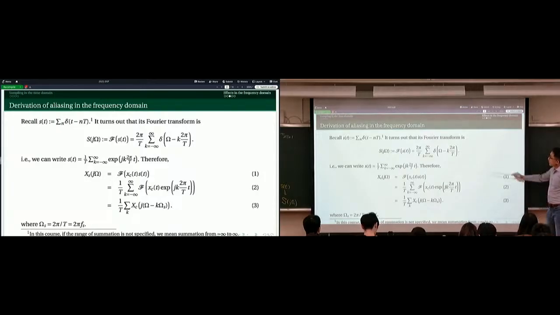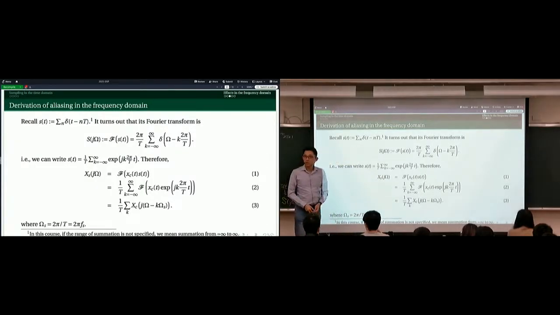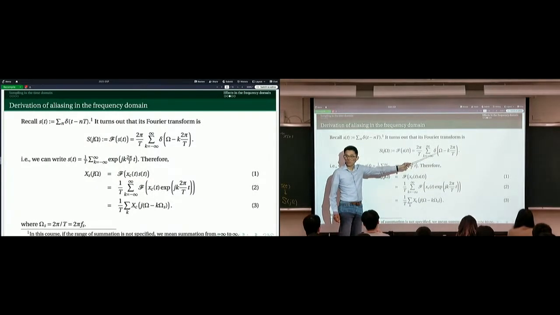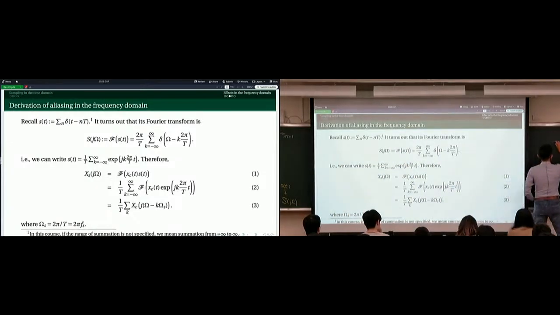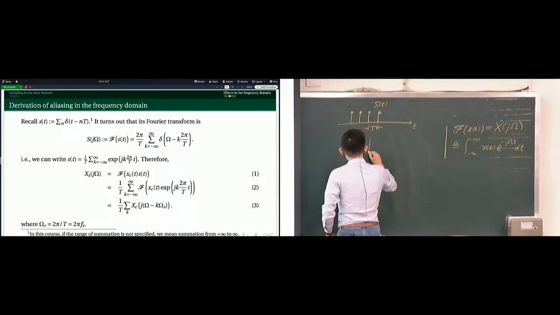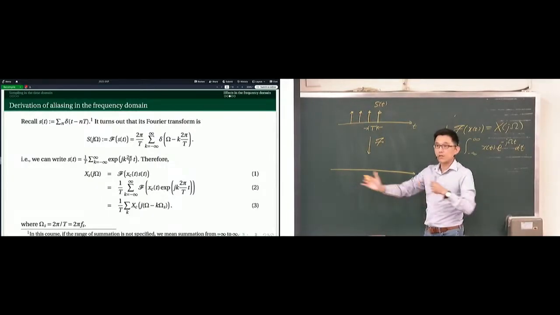So here we have s of t as a spike train, and it turns out, somewhat surprisingly, that its Fourier transform looks like itself. The result is also a summation of spikes in the frequency domain. That means if s, the spike train in the time domain, has a spacing of T, then in the frequency domain it resembles itself, but the spacing now becomes inversely proportional.